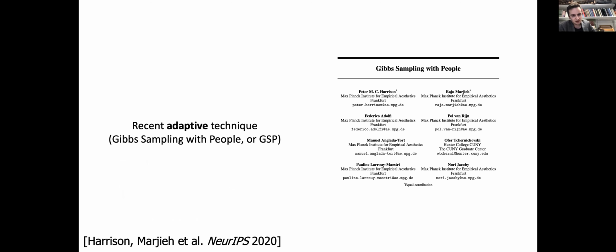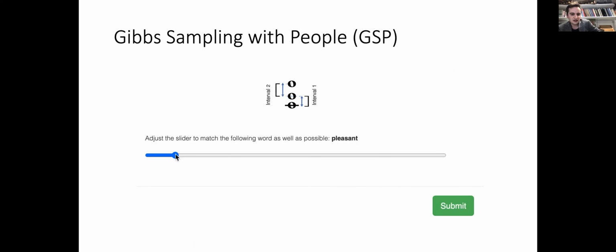Well, we studied this with a new adaptive technique that we developed at the Max Planck during my time in Frankfurt, a technique called Gibbs sampling with people. And it's actually a pretty simple technique. It's based on a continuous adjustment task where participants have to adjust an individual interval in a chord to make it as pleasant as possible. And here's what an individual trial sounds like.